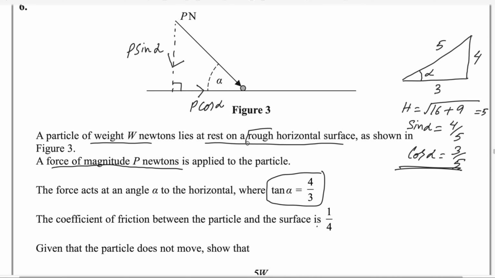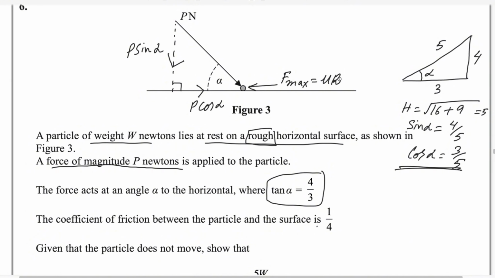Because the surface is rough, for sure there will be a frictional force. The P cosine alpha component is acting that way, so you have to consider the resistance force the opposite way. The force of friction, called F max, is always equal to mu R. Hopefully you understand it.